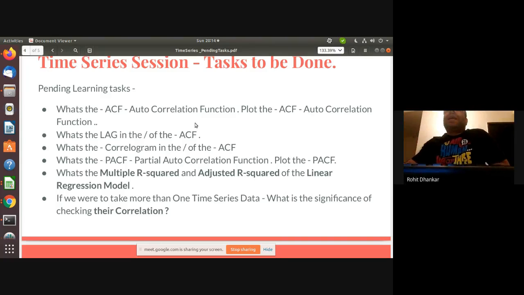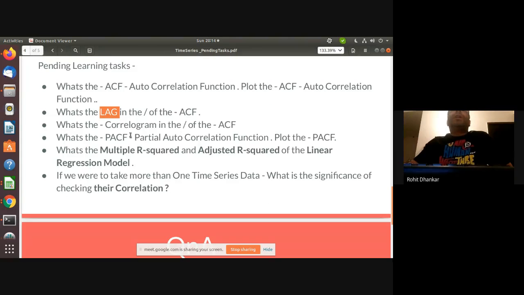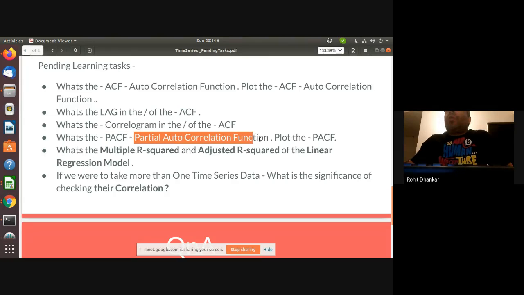Then, what's the lag in the ACF again? I think lag came up somewhere. Tejas already covered that, but still we want to understand. What's the correlogram in the ACF? What's the partial autocorrelation function, and what do we do? So we plot the ACF, what happens?